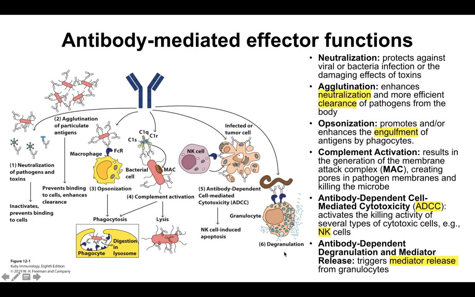You can also have degranulation of cells activated by antibody binding to a pathogen. So that's something that's very big and hard to get rid of, but this degranulation can release toxic mediators to harm that pathogen.